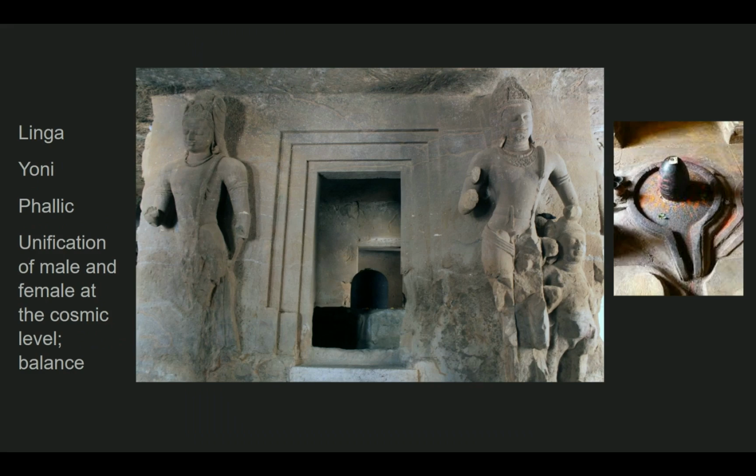Much of it has been reconstructed. And what we're looking at is the concept of the linga and the yoni. It has this phallic element because what it's representing is the unification of the male and female at the cosmic level. So come back to that idea of balance, and that destruction and creation may seem like polar opposites, but essentially both are happening at the same time.